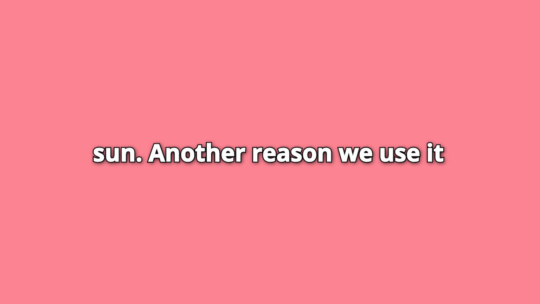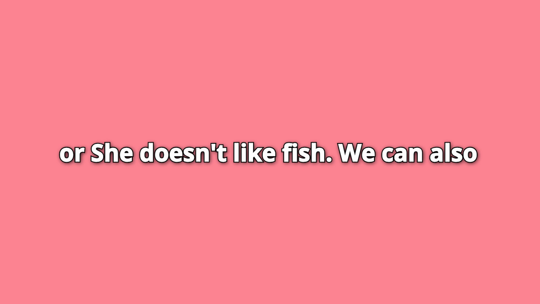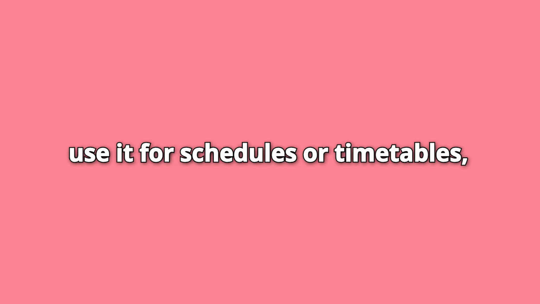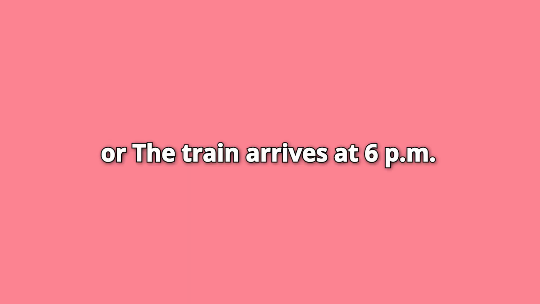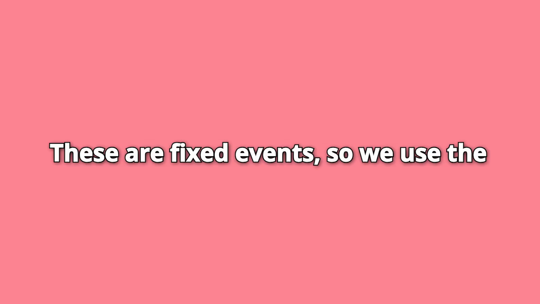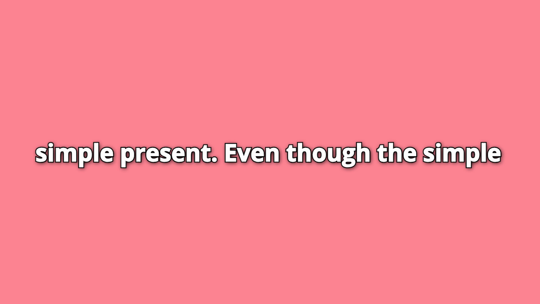Another reason we use it is to express our feelings, thoughts, or opinions. For example, I love pizza, or she doesn't like fish. We can also use it for schedules or timetables, like the bus leaves at 9 o'clock, or the train arrives at 6 p.m. These are fixed events, so we use the simple present.